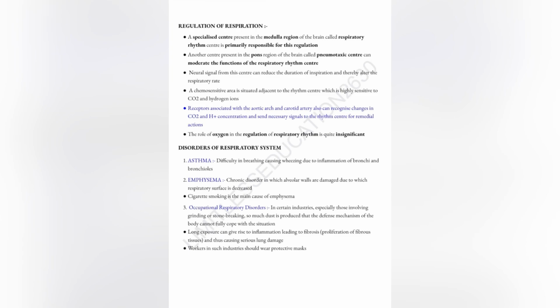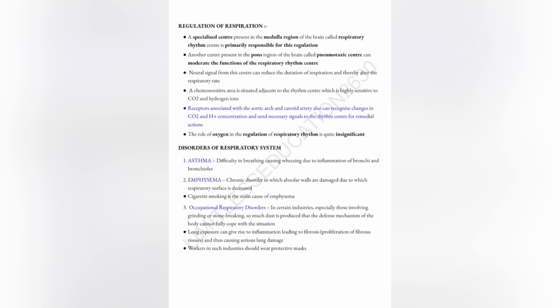A chemosensitive area is situated adjacent to the rhythm center, which is highly sensitive to carbon dioxide and hydrogen ions. Receptors associated with the aortic arch and carotid artery also can recognize the changes in the CO2 and H+ concentration and send necessary signals to the rhythm center for remedial actions. The role of oxygen in the regulation of the respiratory rhythm center is quite insignificant.